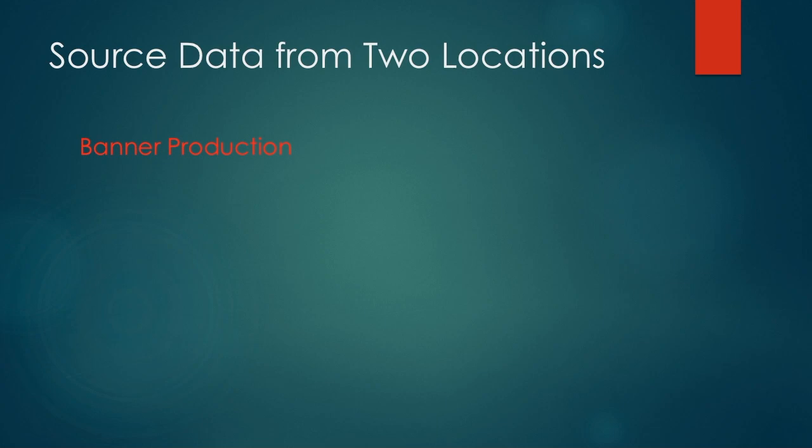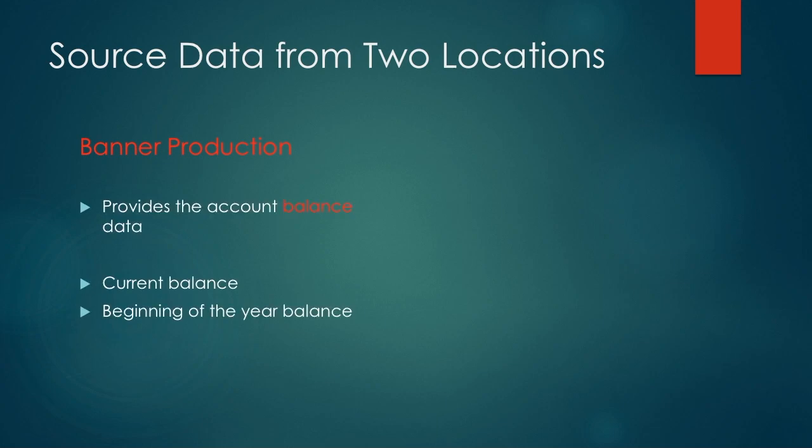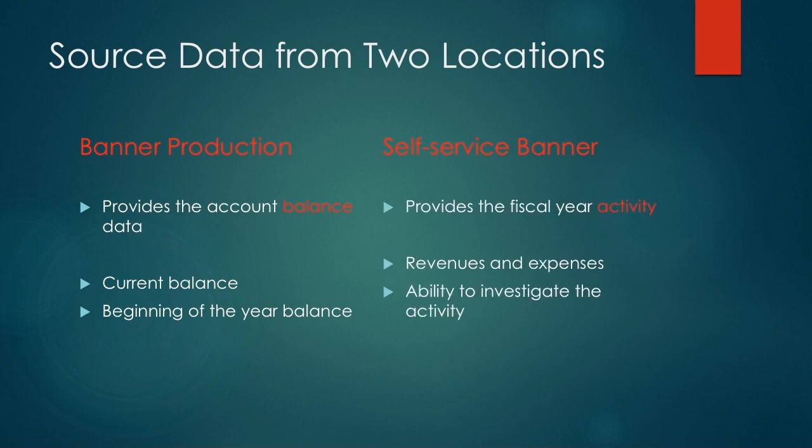First of all, it comes from Banner Production. Banner Production provides the account balance data, the current balance, and the beginning of the year balance. Secondly, the data comes from Self-Service Banner. This provides the fiscal year activity, revenues and expenses, and the ability to investigate the activity.